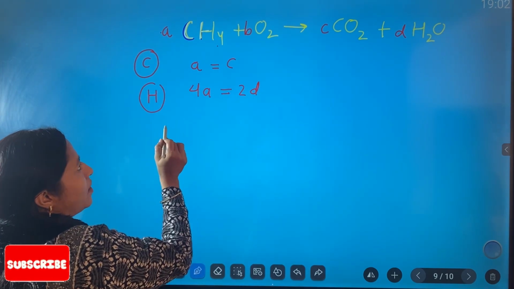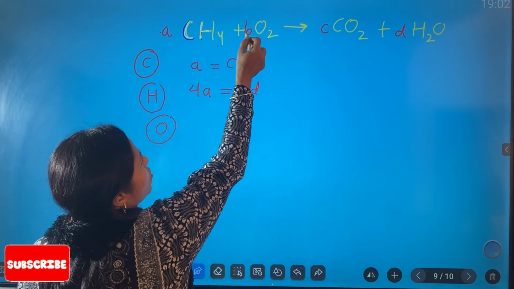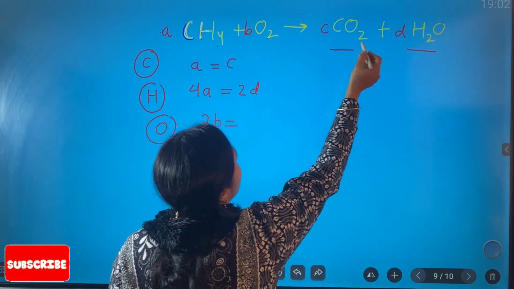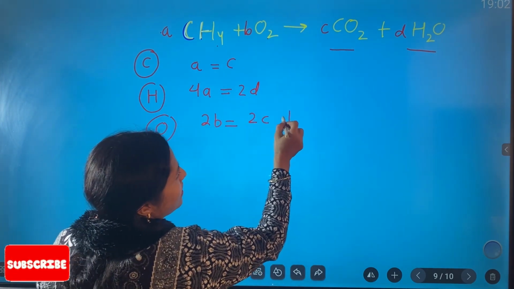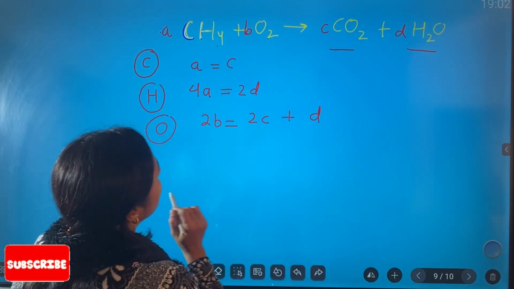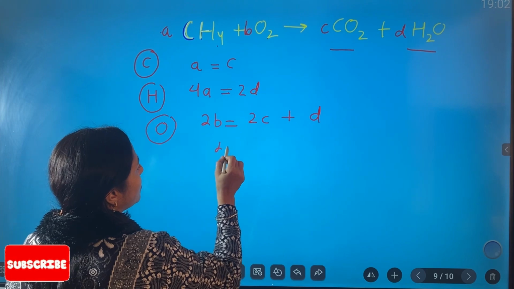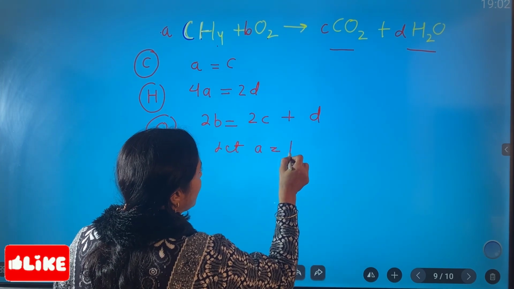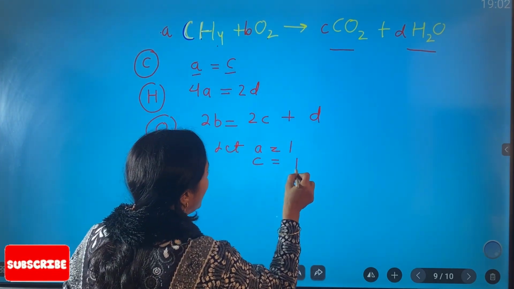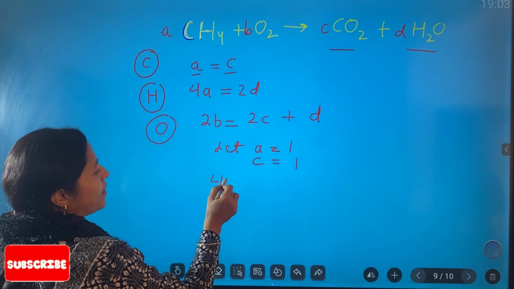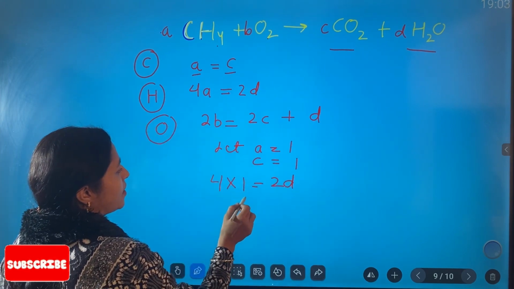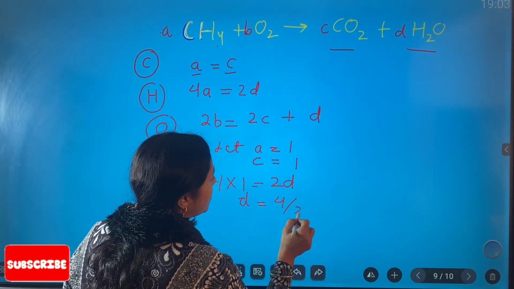Okay, I hope you are getting it. For oxygen, I'll be writing here it is 2B. And here you see that oxygen is present in both these substances. So we'll be writing it as 2C plus D. Okay. Now I hope these are all the 3 atoms involved. Now what we'll do is, let A be equal to 1. So in this way, since the value of A is equal to C, C will also become 1. Okay. Now we'll multiply 4 with 1 to get the value of D. So the value of D will be 4 by 2, that is 2.